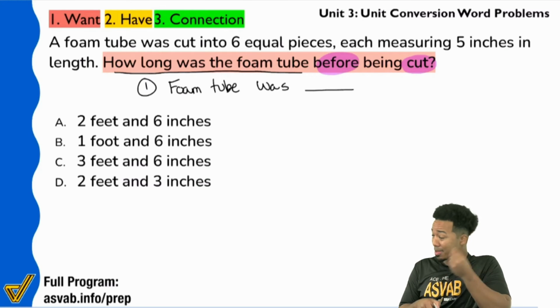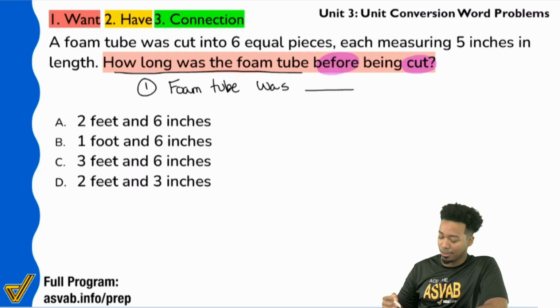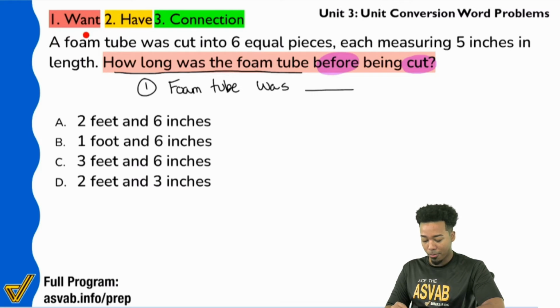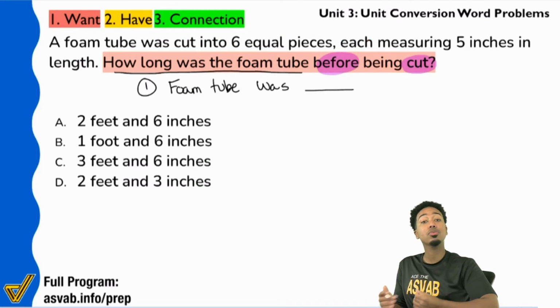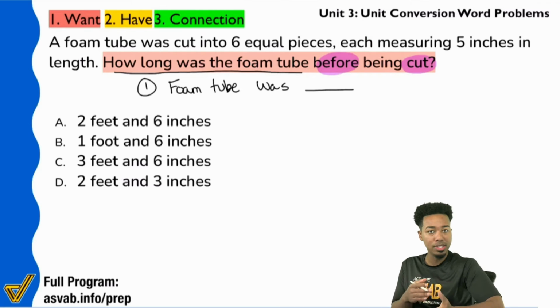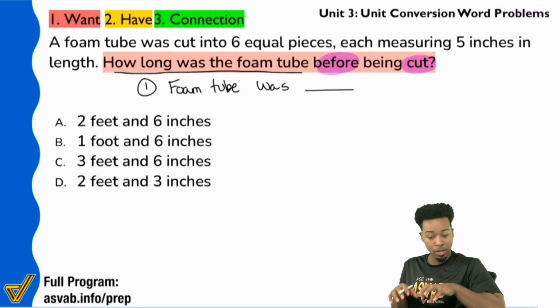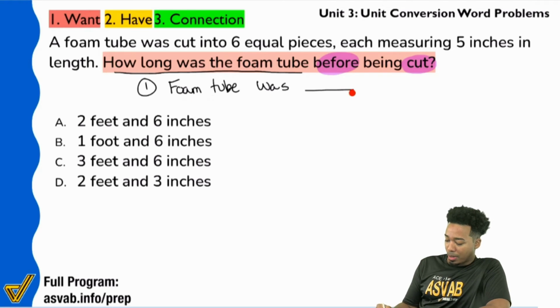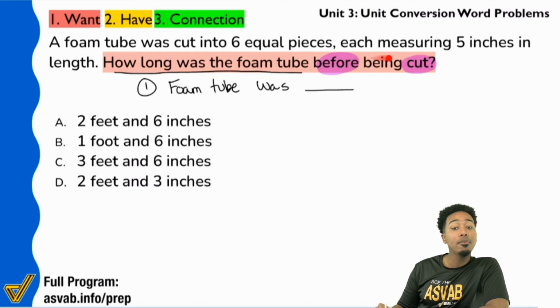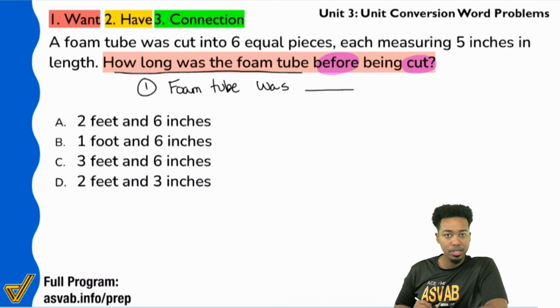But in the problem here, you're going to notice that this is dividing because look, a foam tube was cut into 6 equal pieces, each measuring 5 inches in length. Cut into 6 equal pieces. So that means it was divided because when you cut into equal pieces, that's division, or when you group things out. So with that said, the foam tube was blank before the cut, before it was divided.